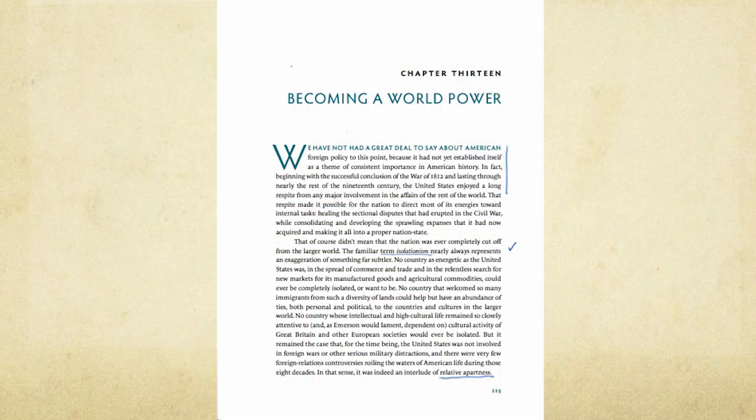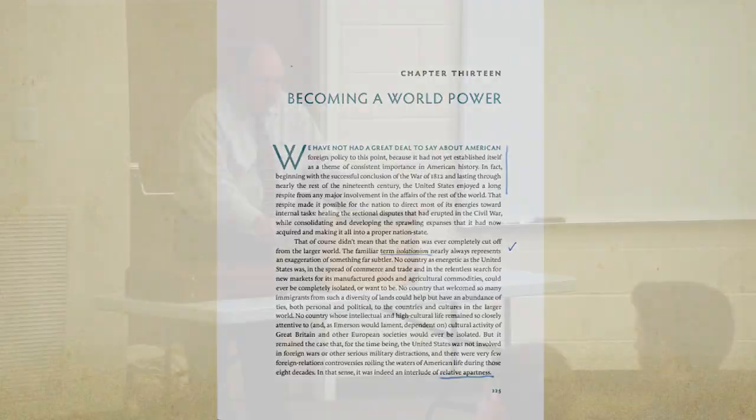Second paragraph, definition. That, of course, didn't mean that the nation was ever completely cut off from the larger world. The familiar term isolationism, do you know what that word means? This time, there's a huge clue here because you did what? You put it in italics. That tells you right there, this is a word he wants you to know. Some authors will use bold. But this one's italics. So you got to know what isolationism is. You might pick it up from the context. You might already know. But if you don't, you know what to do. It's going to make a whole lot more sense if you know what the words mean.